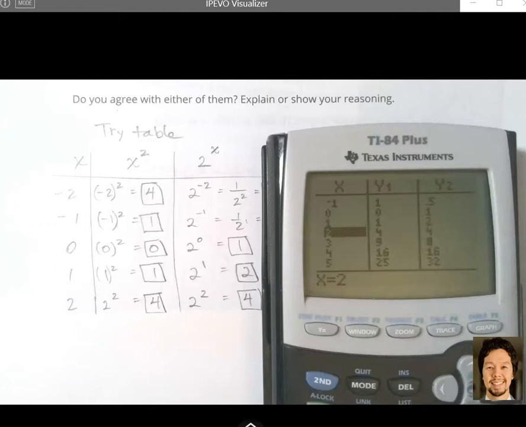And as you can see, there's another x value that gives us equivalent values, and that is 4, which gives us 16 and also 16. So 2 to the 4th power is 16 and 4 to the 2nd power is 16.